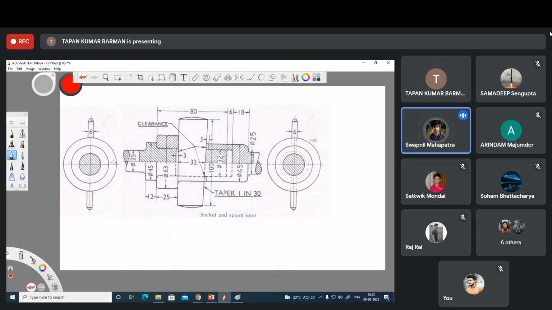Sir, we are considering the left hand side view only, right? Yes, left hand side view only, because this view is basically when you are taking the view from the left hand side. Okay, so is it possible?